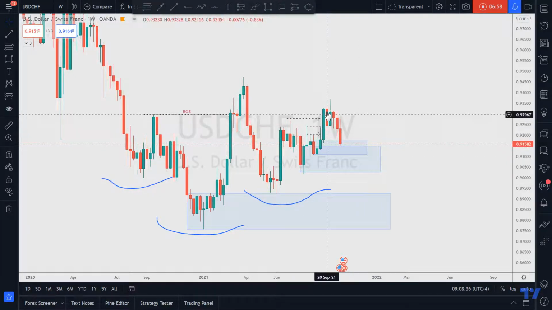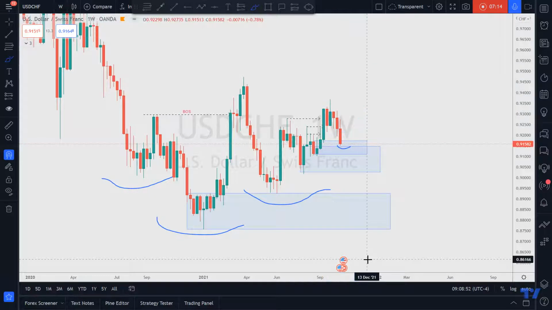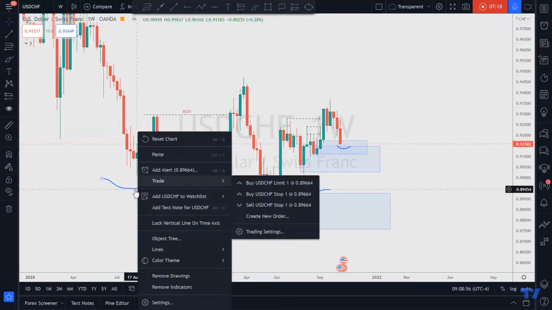Higher high, higher low, higher high, higher low. What are we looking for? We're looking for price to transition here from this bearish momentum to bullish momentum to make that higher high. That's it. All right, follow me.